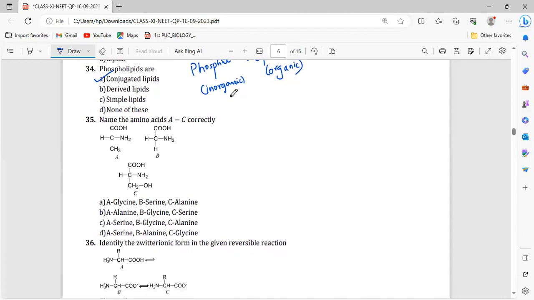Then some structures of amino acids are given. We have to identify them properly. A is alanine, B is glycine, and C is serine. So the answer is B.